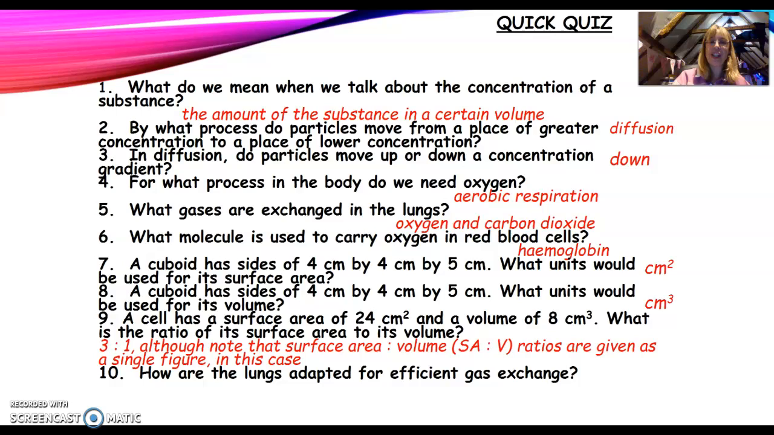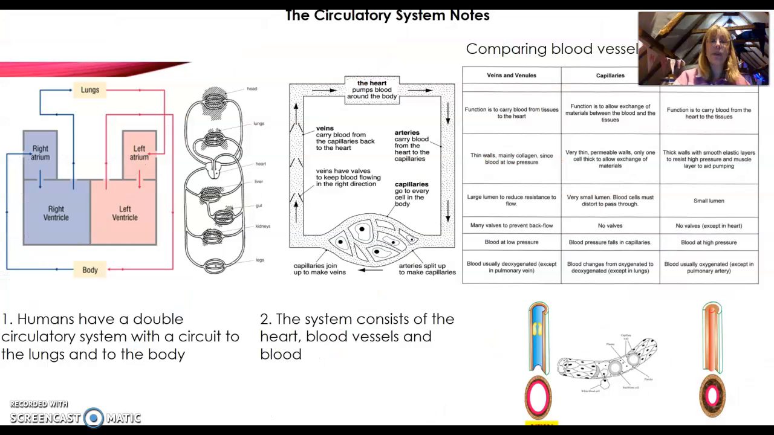Oh, one more question. How are lungs adapted for gas exchange? You can talk about the alveoli, the great surface area, and the blood system, the blood supply. There's a few things you can add to that answer. Okay, right, so let's put that away.